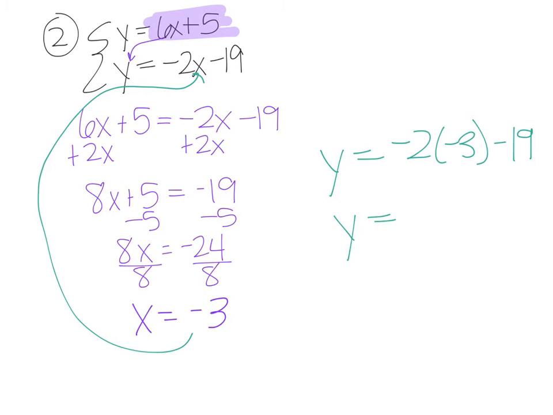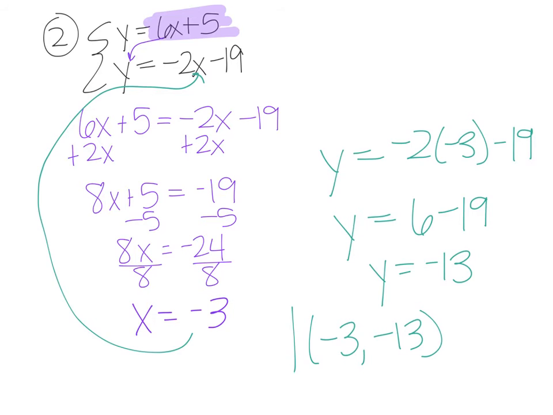So we get y is equal to negative 2 times negative 3, which gives me 6, minus 19. y is equal to negative 13. So again, write your answer as an ordered pair, negative 3 comma negative 13. Each of your systems on your algebra review should have 2 answers.